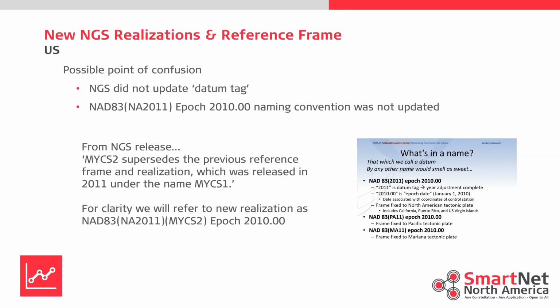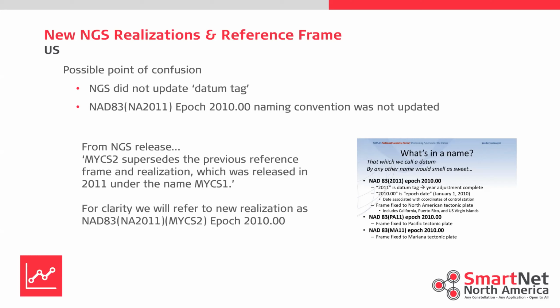Because from the NGS release on the website previously mentioned, NYCS2 supersedes the previous reference frame and realization that was released in 2011 under the name NYCS1. That is literally directly from their release. So I do not know why they did not start referring to NAD83 NYCS2, or why they didn't say NA 2019 or 2018. I do not know why they did not do that.